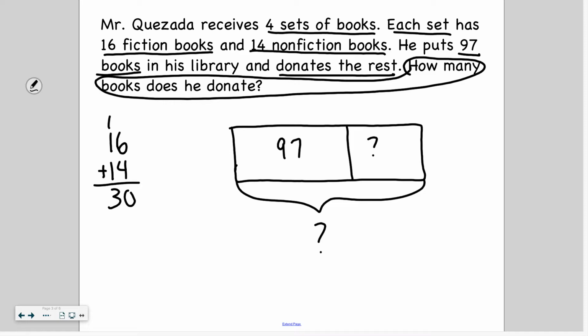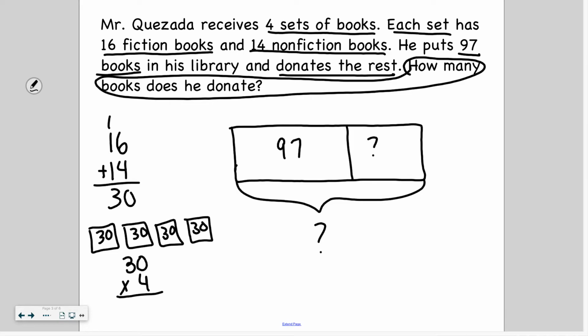And he has 4 sets, right? So let's imagine these sets of books. They each bring 30. I can use my trick, right, to multiply by multiples of 10. 3 times 4 is 12. Add the 0, or I can skip count 30, 60, 90, 120. Still I get 120. So now I know my total. I know he has 120 books altogether.